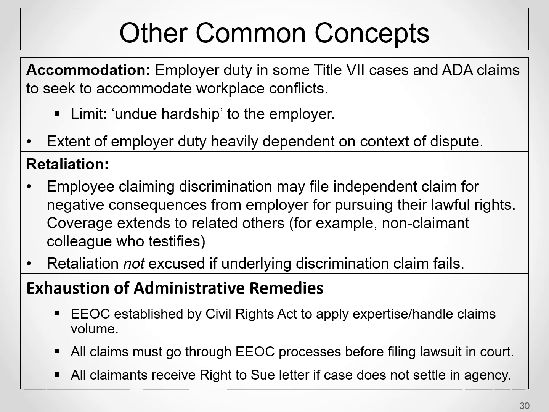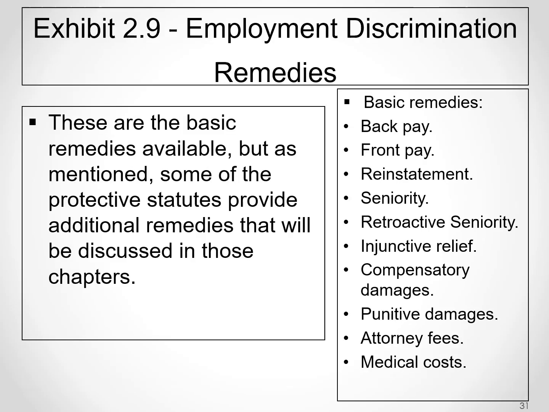And then, exhaustion of administrative remedies. The statutory schemes set out for employment discrimination claims require that the claimants pursue their grievances with the EEOC first. They're the ones where they have to start before they file a lawsuit in court. And so all the protective statutes provide for courts to hear employment discrimination claims only after the claimant has done all that can be done at the agency level. This is known as the exhaustion of administrative remedies. So they're supposed to exhaust those administrative remedies before they can sue in court.